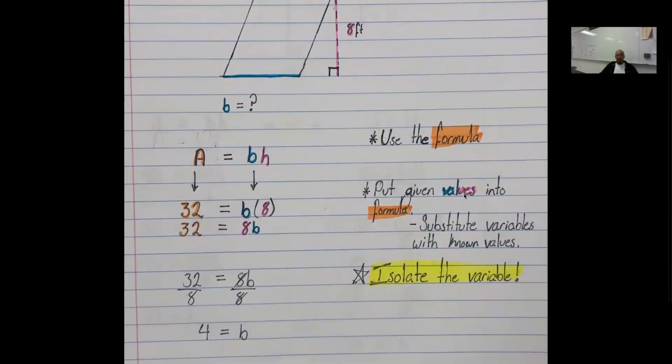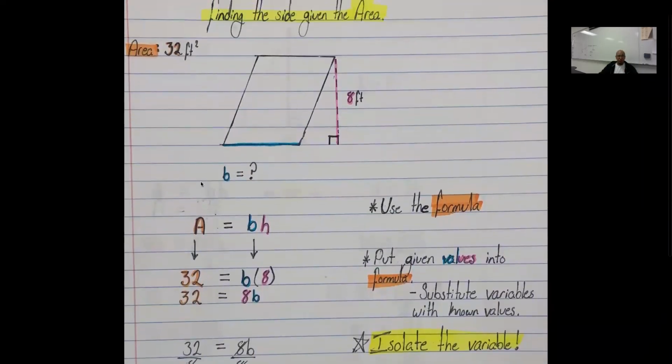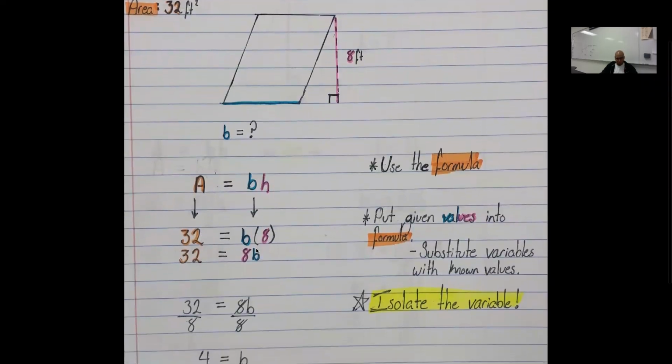Okay, now we're going to put the values that we know into the formula. Do I know the area? Yes, the area is 32. So I put 32. Do I know the base? No, so I'm going to leave the variable right there, b. Do I know the height? Yes, I'm going to put 8 for the height. So 32 is equal to 8b.